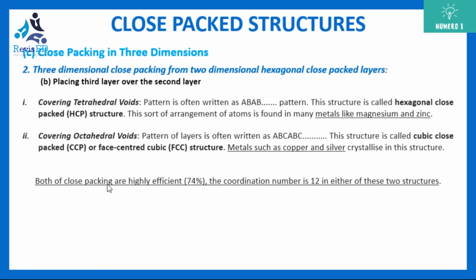Now both of the close packings are highly efficient. Basically in the next session we will see the packing efficiency calculation. So both the close packings, that is HCP and FCC or CCP, have a packing efficiency of 74% and the coordination number is 12 in either of the two structures. So please remember that in 3 dimensions, FCC, CCP or HCP, we have 74% packing efficiency and the coordination number is 12.